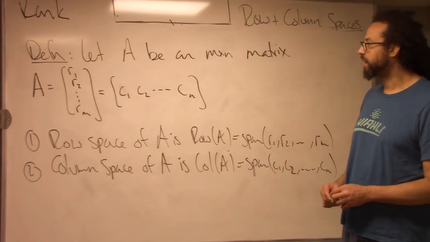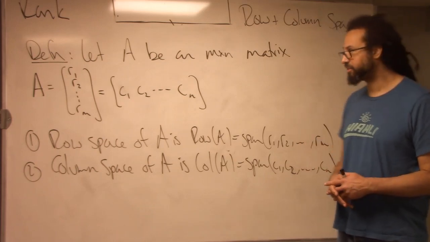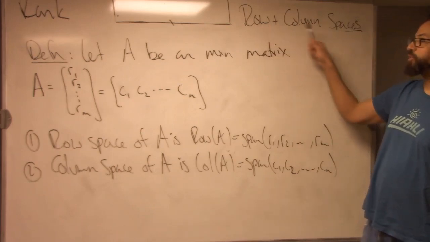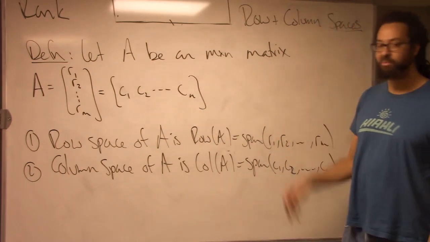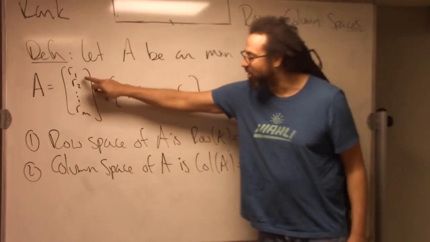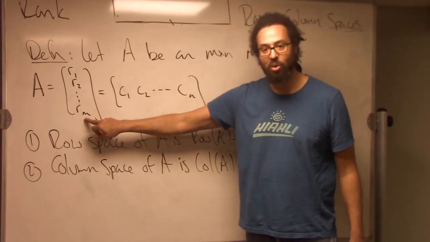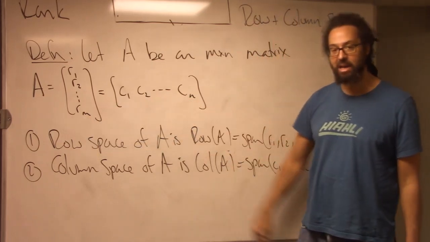All right, let's make two of the fundamental definitions for this lecture. So the row space and the column space. We'll let A be an m by n matrix. That means it's got 1, 2, 3, and so on up to m rows, and it's got n columns.